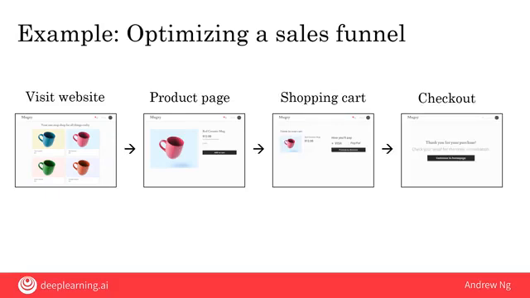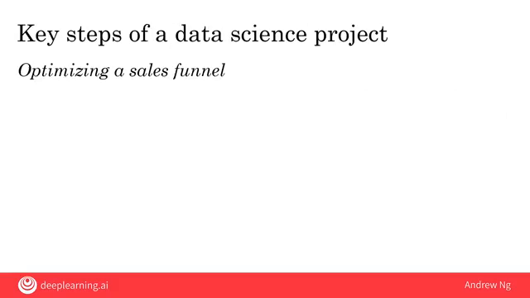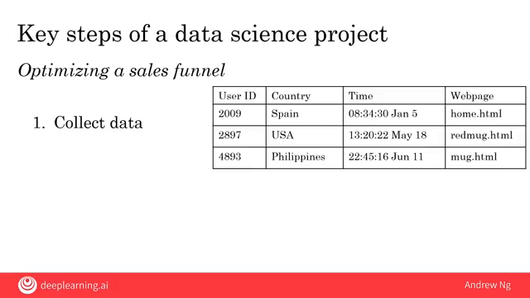So if you want to optimize the sales funnel to make sure that as many people as possible get through all of these steps, how can you use data science to help with this problem? Let's look at the key steps of a data science project. The first step is to collect data. So on a website like the one we saw, you may have a data set that stores when different users go to different web pages.